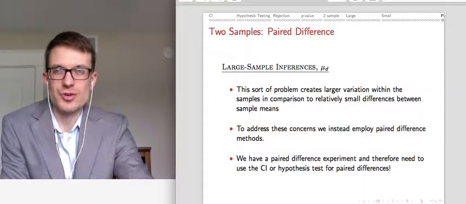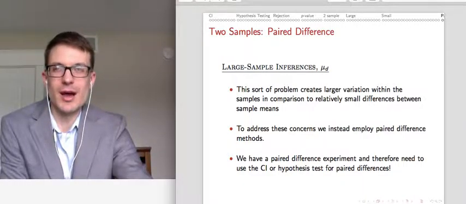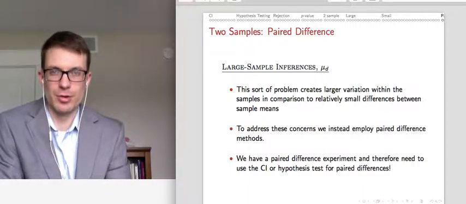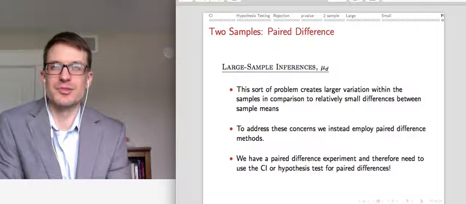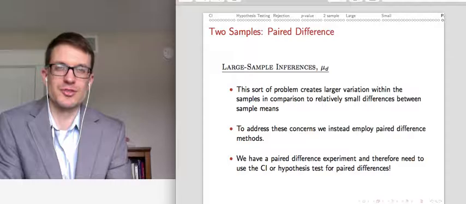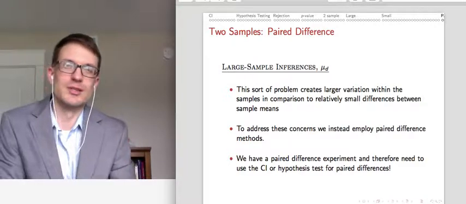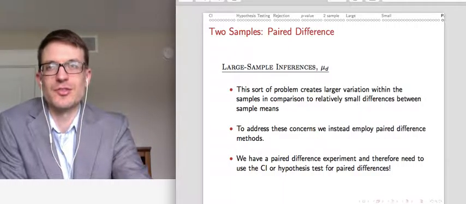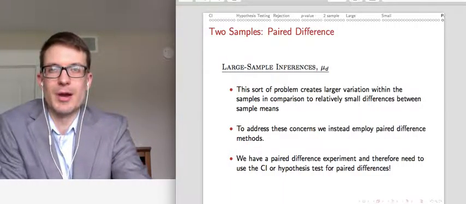Essentially the issue in this example and many others is that we can get larger variation within the samples in comparison to small differences between sample means. That's because the jail population rises and falls in both jails together because of external events, so we aren't able to use our standard t-test. Instead we have to use the paired difference approach.